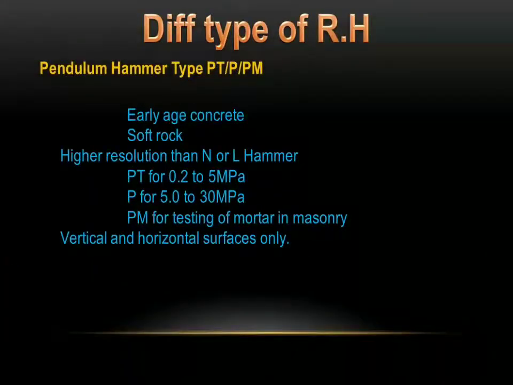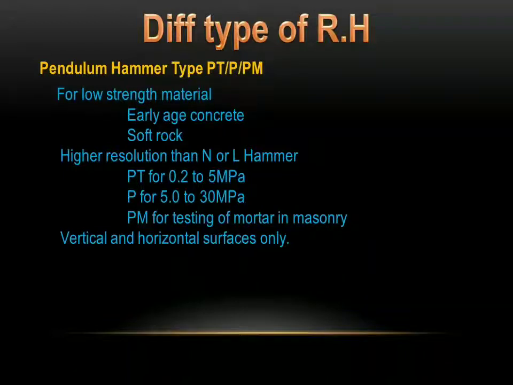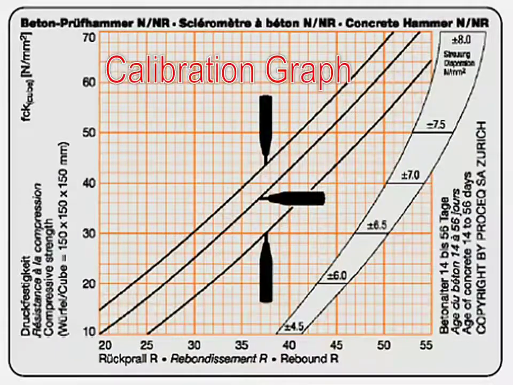Another type is the pendulum hammer type, PT or P or PN, for low strain materials, early age concrete, soft rocks, with higher resolution than N or L hammer, PT for different MPa, testing of mortar in masonry for vertical and horizontal surfaces only. This is the calibration graph of the rebound hammer, where we find rebound R.